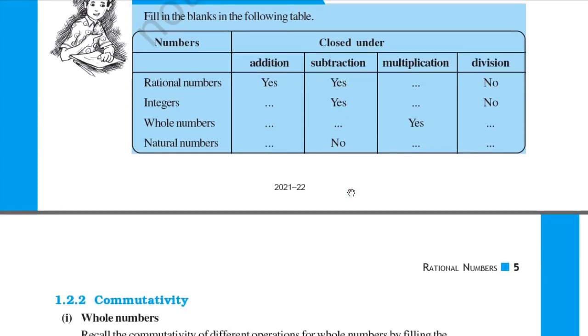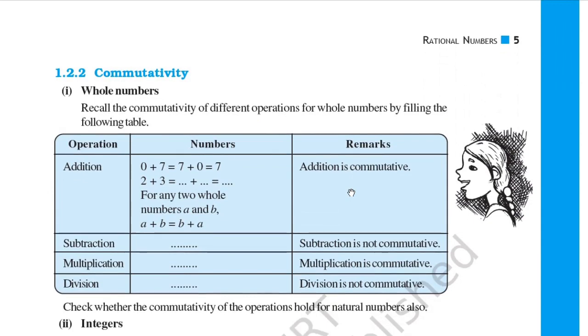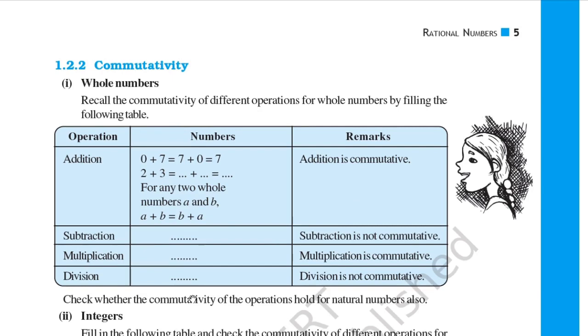You can do that. So 1.2.2 Commutativity, whole numbers. Recall the commutativity of different operations for whole numbers by filling the following table. So you can see here addition, the numbers are 0 plus 7 is equal to 7 plus 0, which will give the same. 2 plus 3 and 3 plus 2 will give 5. So for any two whole numbers a and b, a plus b is equal to b plus a. Addition is commutative. You can see here subtraction also you can do like that. Multiplication and division also, it is very easy.